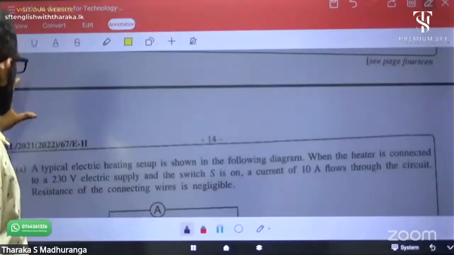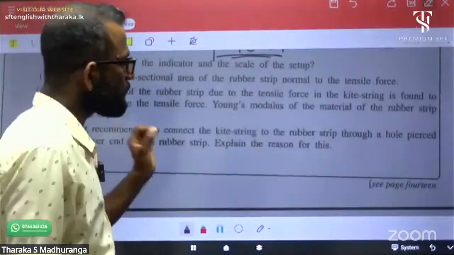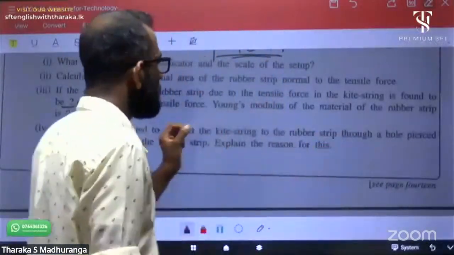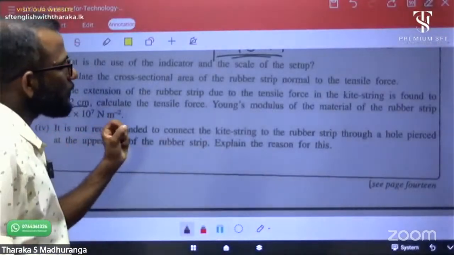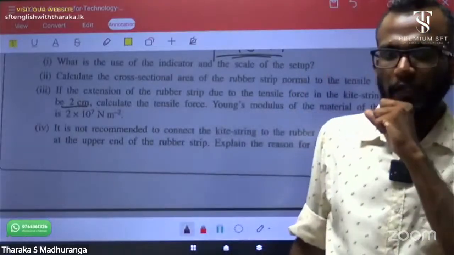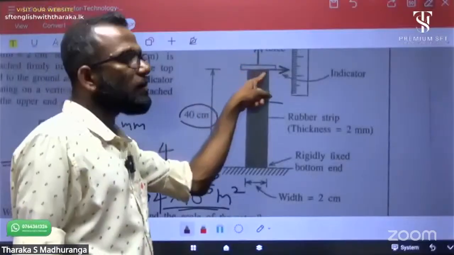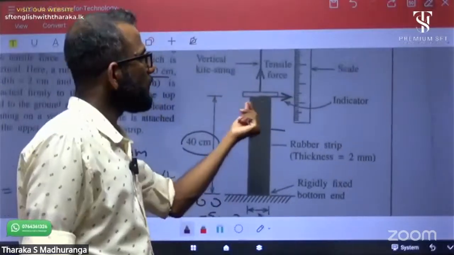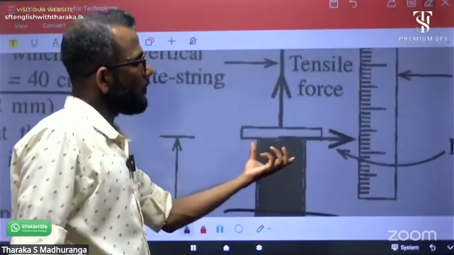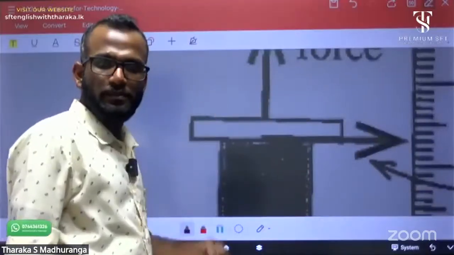Final one. It is not recommended to connect the kite string to the rubber strip through a hole piece at the upper end of the rubber strip. Explain the reason. Why don't we attach it by drilling a hole here? It is attached by a supporter. What is the reason?